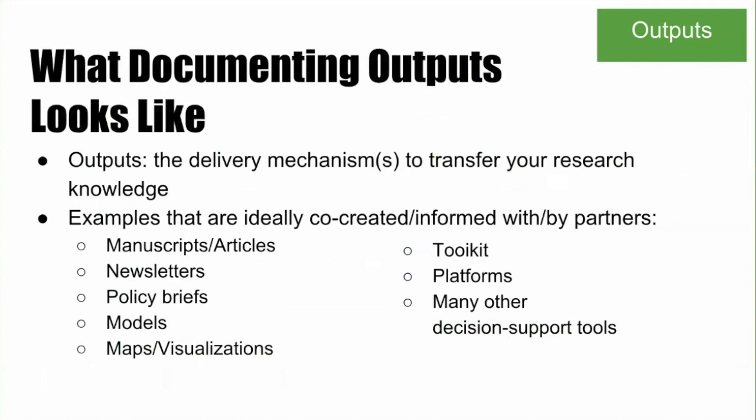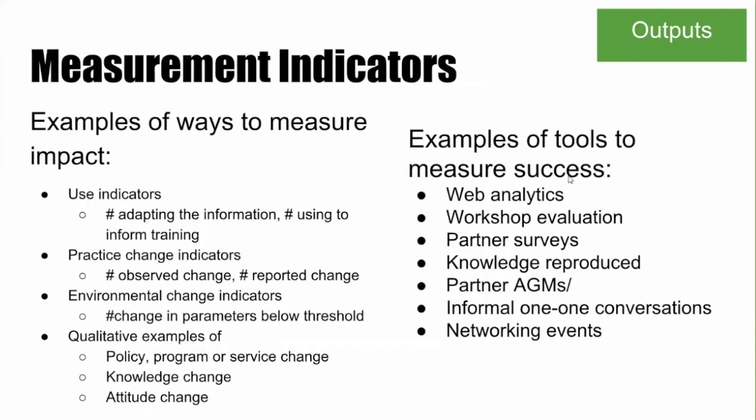There's sort of a lot of different ways that you can summarize the outcomes of, or the major conclusions of your research and communicate that outwards to your end users and your partners, or the people who are going to be using your research. So the ways that you can measure the success of those outputs also are very broad and can run the spectrum. You can think about use indicators.